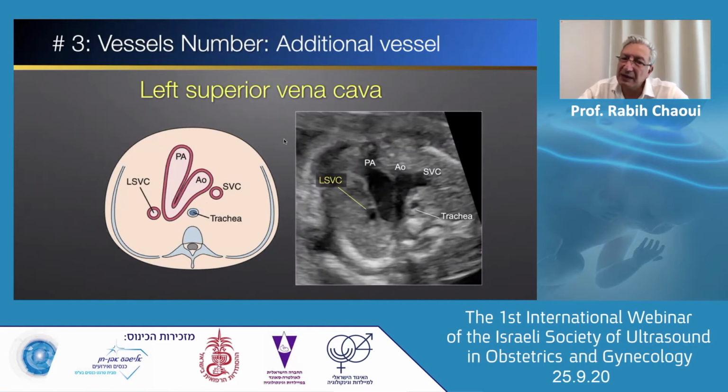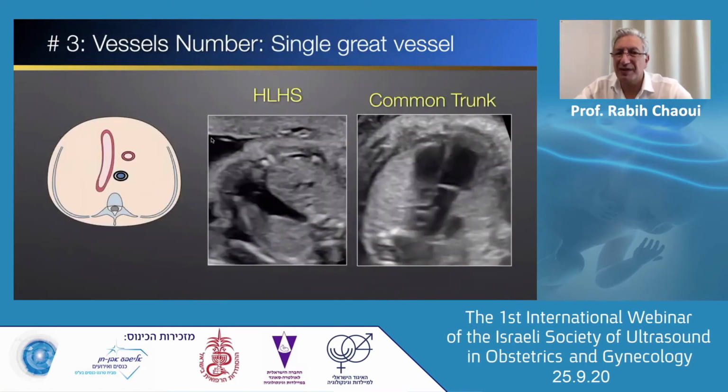But in this condition, I will discuss the venous anomalies. In general, when you see a single vessel, typically with an abnormal four-chamber view, it can be observed in hypoplastic left heart syndrome, but the diagnosis is made in the four-chamber view. But some people say, I see one vessel, it could be a common trunk. This is by far a very rare cause. It can also be pulmonary atresia with VSD. It can also show a single vessel.